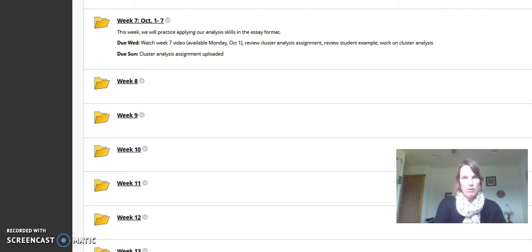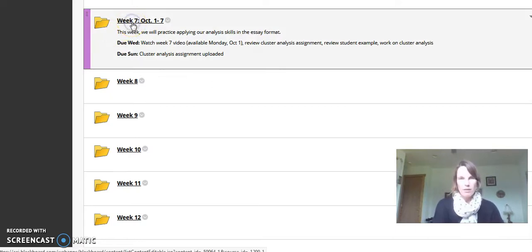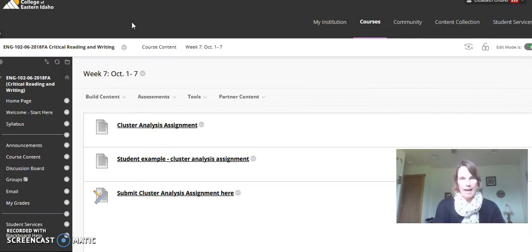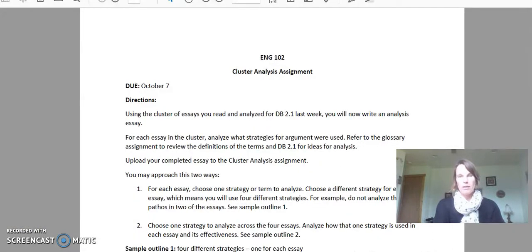So what I want to do is pop into week 7 here and talk about the cluster analysis assignment, because you've all practiced now breaking it down in an outline format: how to analyze, how to choose the strategy, how to pair it with the right evidence, and then how to succinctly explain or analyze the connection between the strategy and the evidence, and if that was effective or not. So you'll click on cluster analysis assignment, and let's take a look at that.